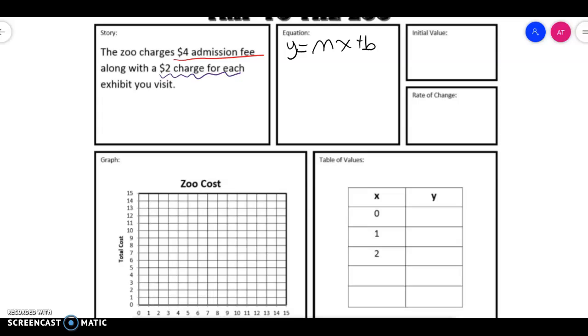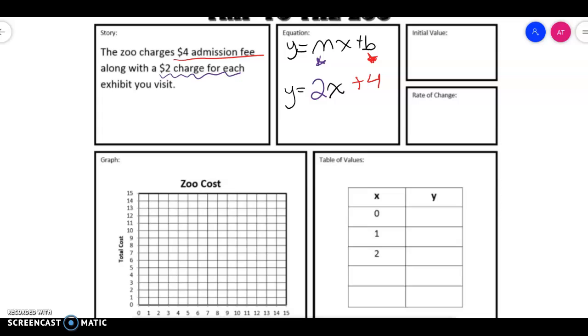Well, what is something that is getting charged each time or every hour or anything like that, remember? So it's going to be $2. They're charging me $2 per exhibit. And it's going to be a $4 admission fee. So that's a one-time fee. I just need to pay $4 just to get into the zoo.